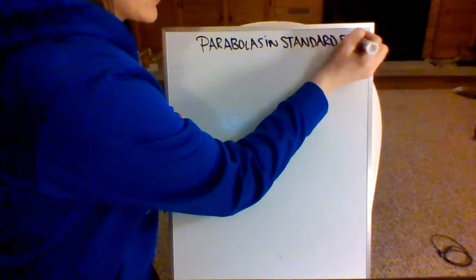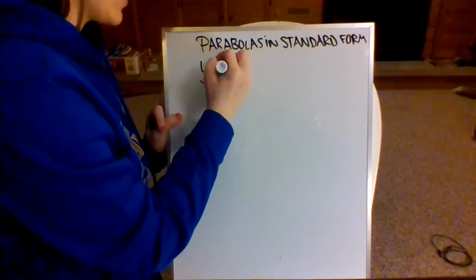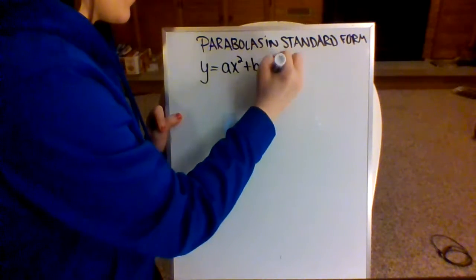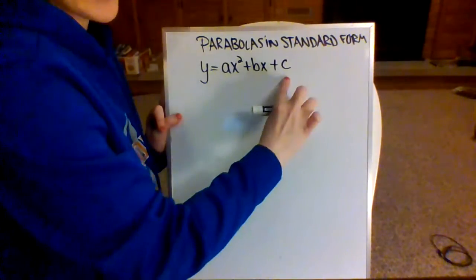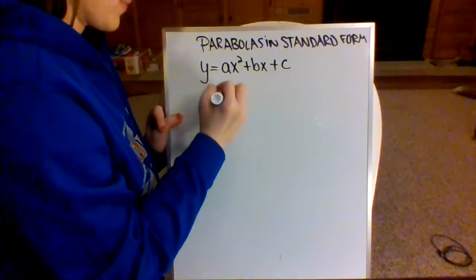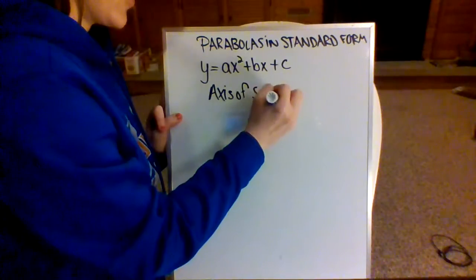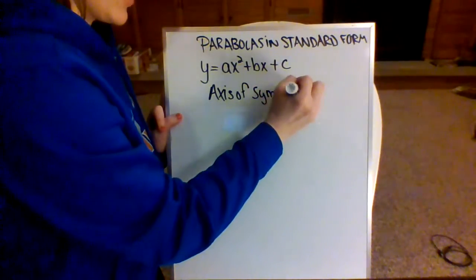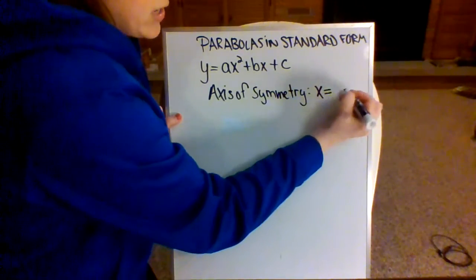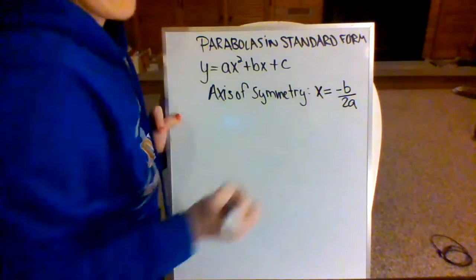So again, this is a lot like what you used to see in Algebra 2 when you were dealing with quadratic equations. So this will be our standard form of a parabola, and the axis of symmetry is a vertical line that will pass through the vertex, and it will cut the parabola into two equal halves. And the axis of symmetry is x equals negative b divided by 2a.